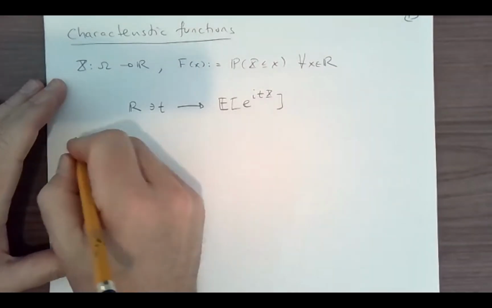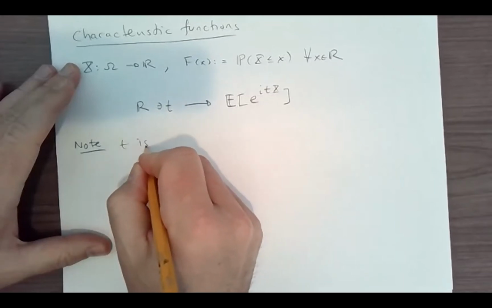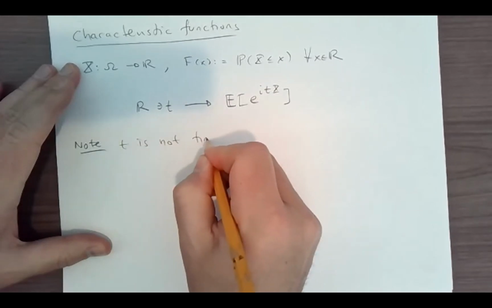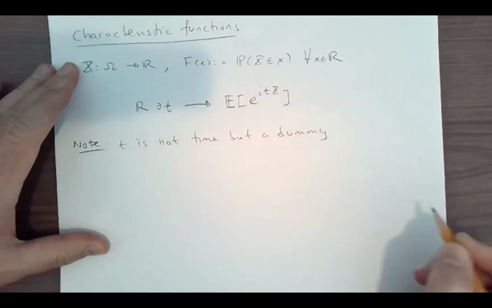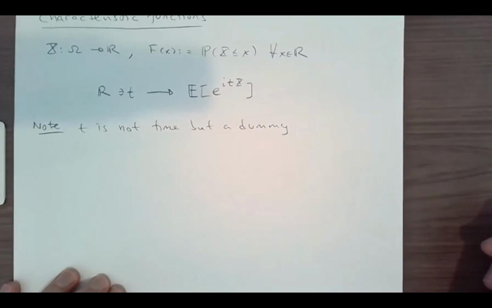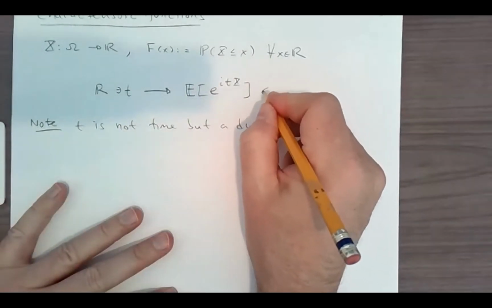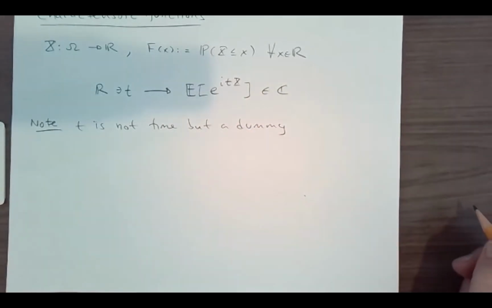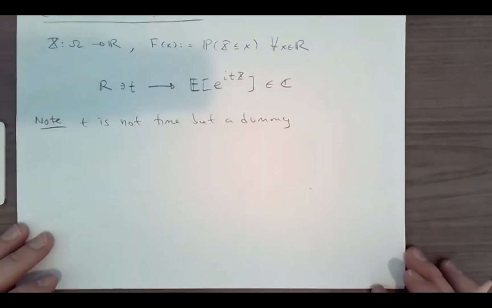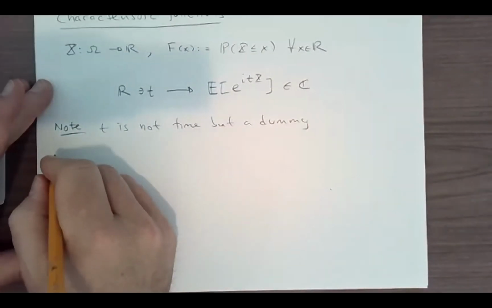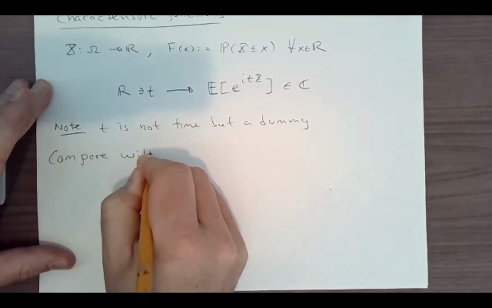A thing that often becomes confusing is that t is not time. It's just a dummy variable. And this number here is going to be complex. One should also contrast it with the moment-generating function.